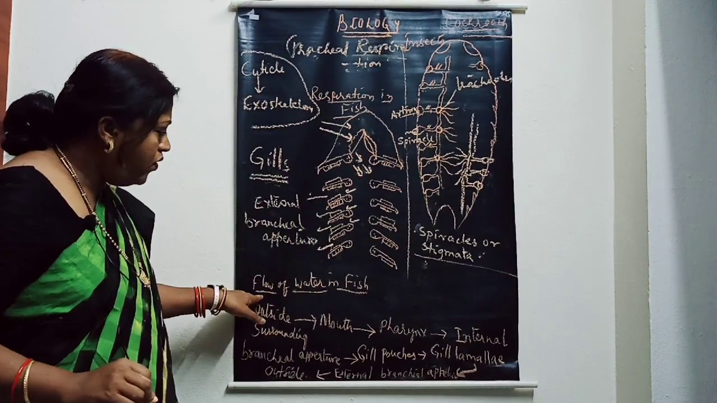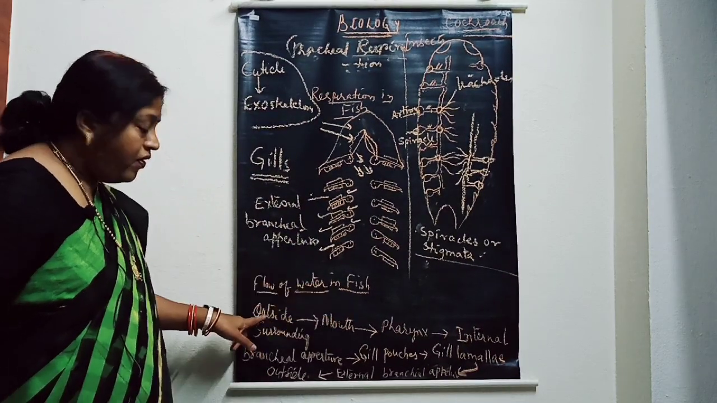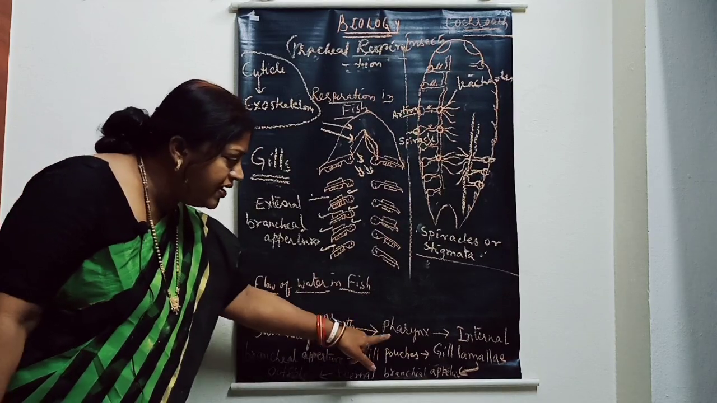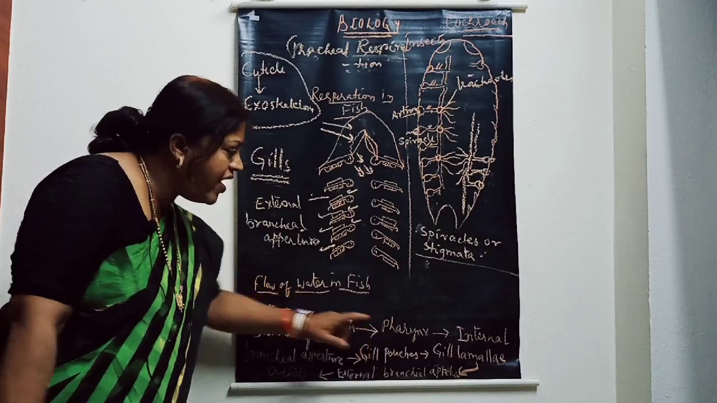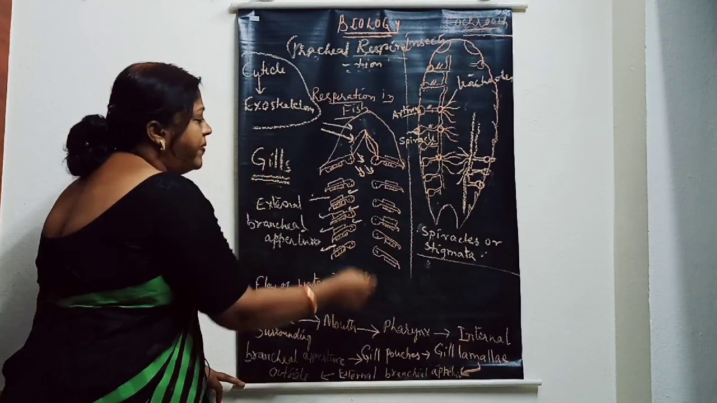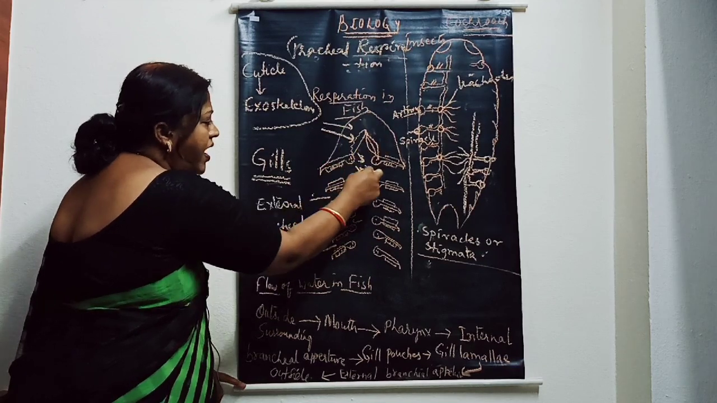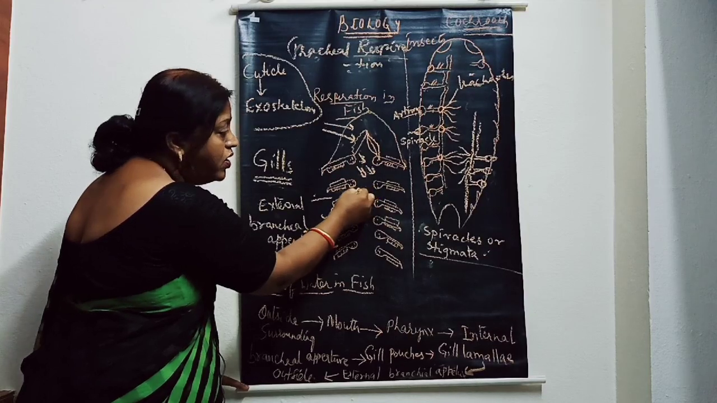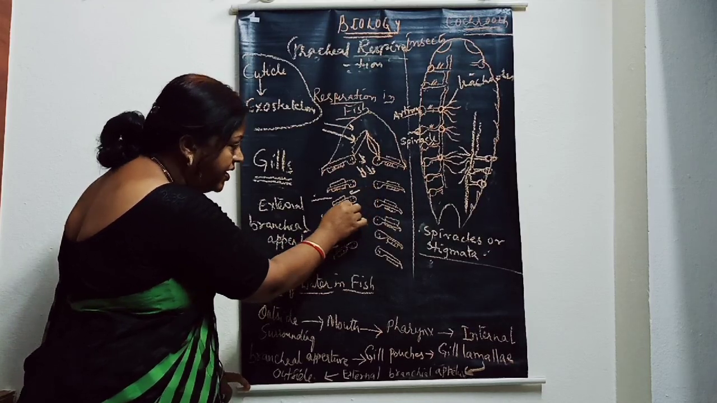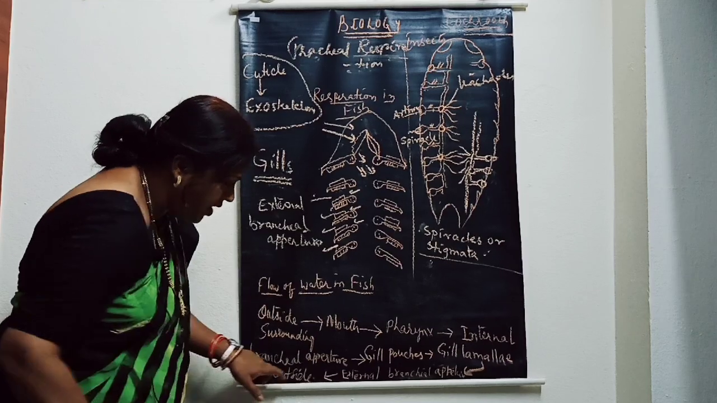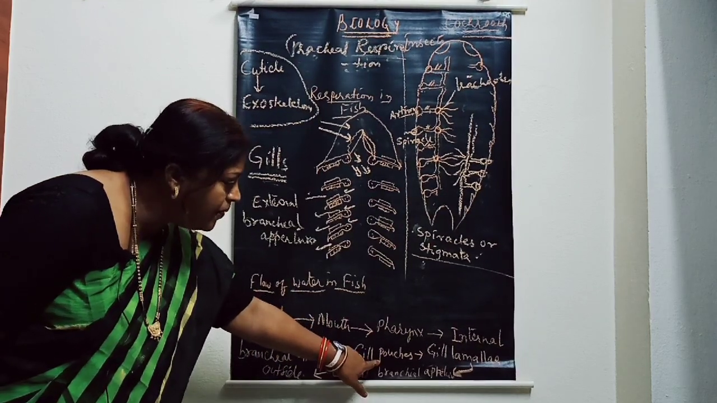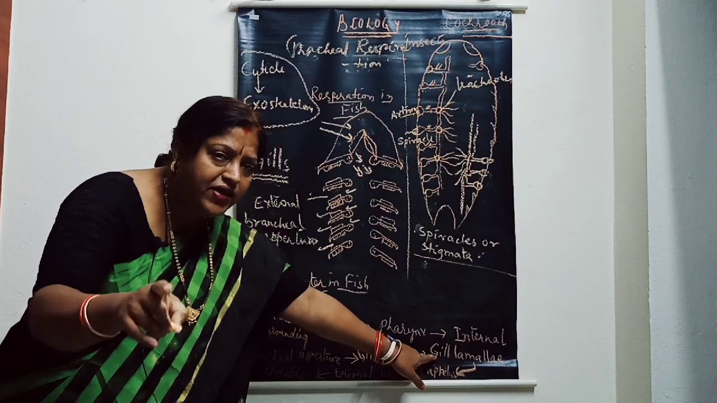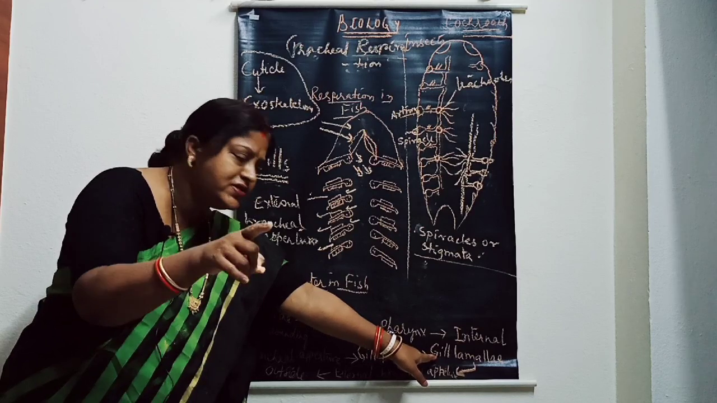Okay, so flow of water in fish, children. Water from the outside surrounding enters into the mouth. From the mouth it enters into the pharynx, and from the pharynx through the internal branchial aperture. So this is the mouth and this is the pharynx. Understood? From the pharynx through the internal branchial aperture it enters into the gill pouches. From the gill pouches it enters into the gill lamellae. Gill lamellae are the leaf-like folds inside the gill pouches, which are the gills.